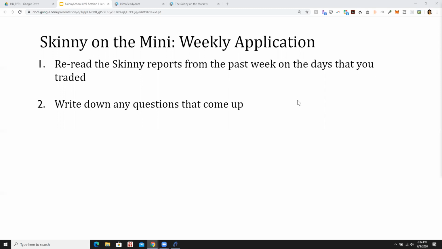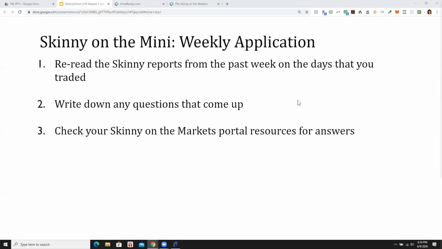Now, go and check your Skinning the Markets portal resources for the answers first. Because as we take Skinny School forward and as I continue to provide resources to help you use the Skinny best, there will be areas for you to navigate, okay? And as they grow and are named and have different features, you'll be made aware. So check your portal for answers.